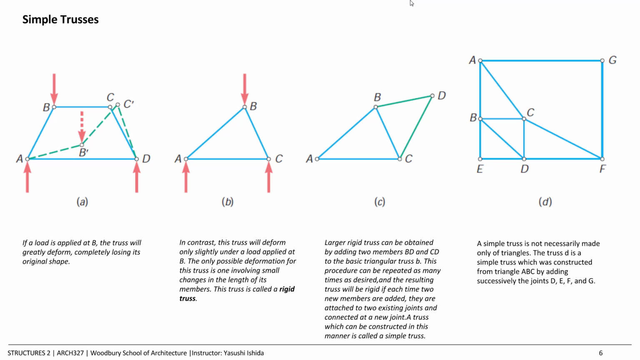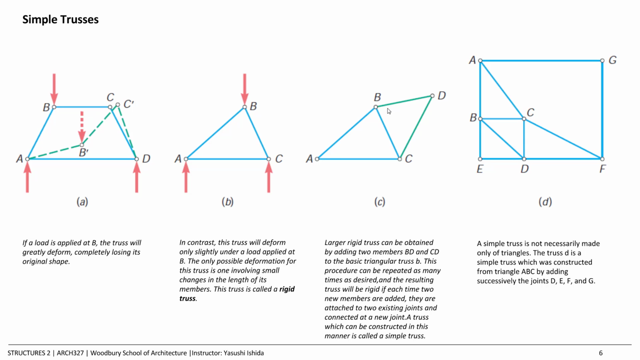It's not only the triangles that can be called simple trusses. You can achieve a larger rigid truss by adding 2 members and 1 joint each time. So this is adding this green one, 2 bars and 1 joint, and you can keep going. You can imagine adding 2 bars and 1 joint linearly, and you end up with a truss that looks like this.